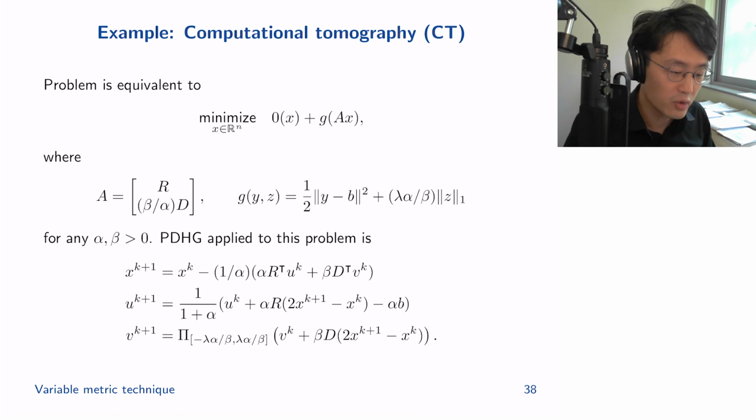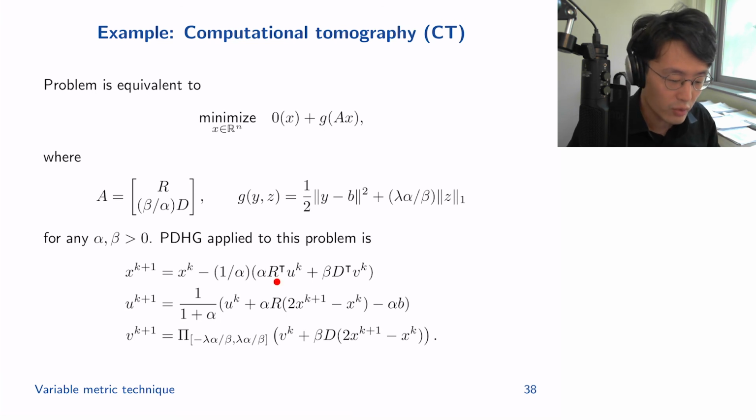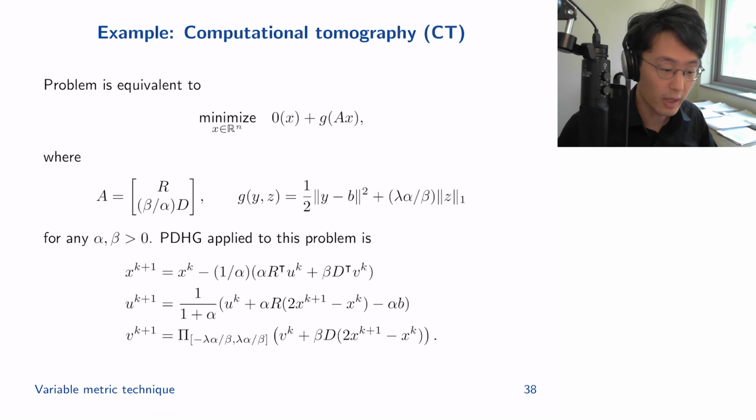And g being proximable is equivalent to g star, the g conjugate, being proximable through the Moreau identity. So we can now apply PDHG to this problem form, and when we do so and simplify, the algorithm comes out to be this. What's noteworthy in the algorithm is that the only computationally intensive operations are matrix-vector products. In the x update, we multiply by R transpose and by D transpose. In the u update, we multiply by R. And in the v update, we multiply by D. But otherwise, all other operations are quite elementary.